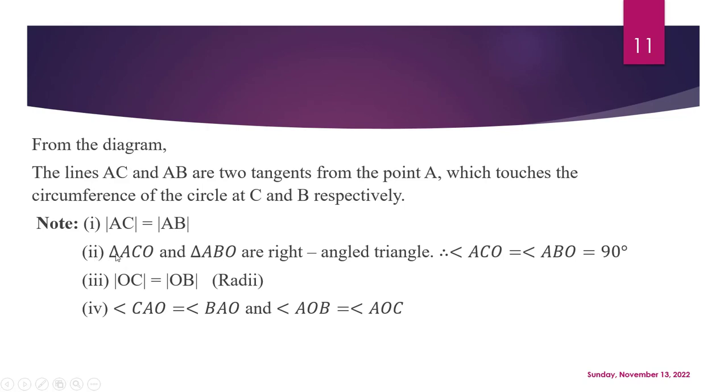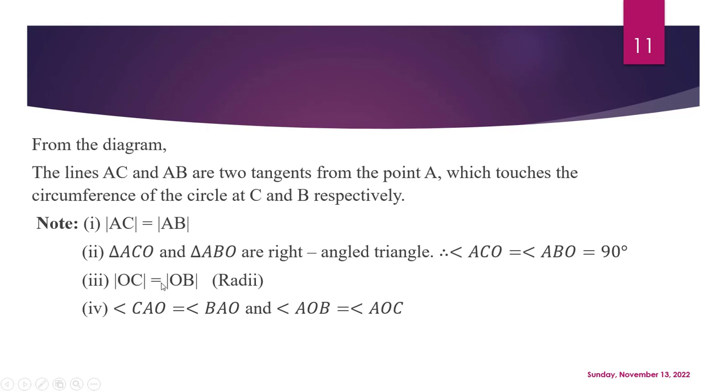And 2. Triangle ACO and triangle ABO are right angle triangles. Therefore, angle ACO is equal to angle ABO, which is equal to 90 degrees.